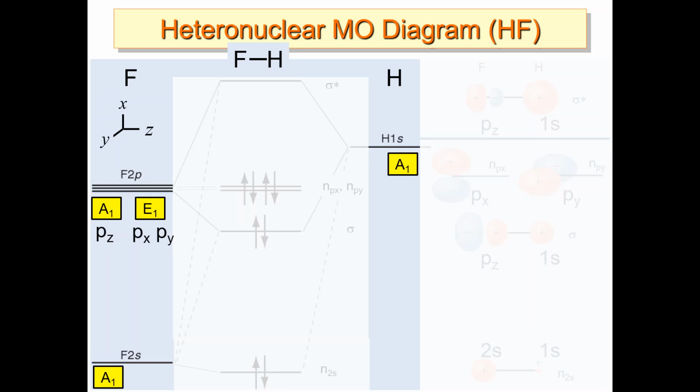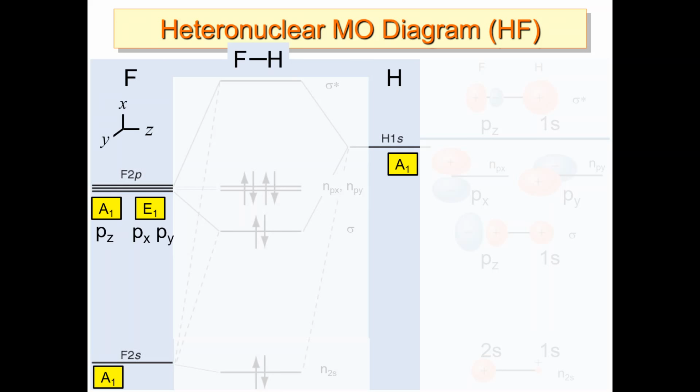So then we look at the symmetries of the atomic orbitals, and only those things that have the same symmetry will mix. That's the symmetry principle: only things of A1 symmetry are going to be able to mix with other things of A1 symmetry. So the E1s, the E energy levels, have nothing to mix with. So right away we know that the PX and the PY are just going to come straight over and not mix with the hydrogen at all.